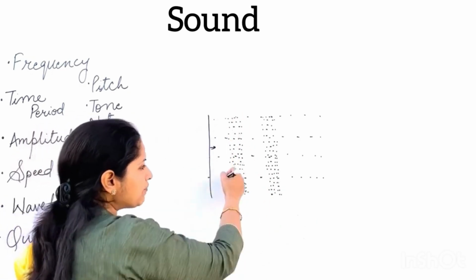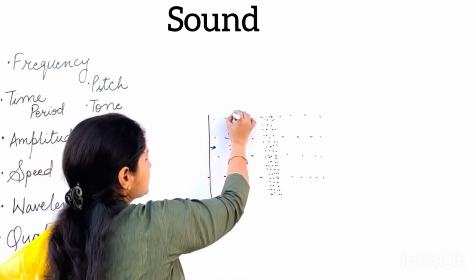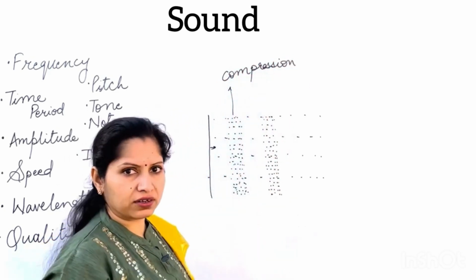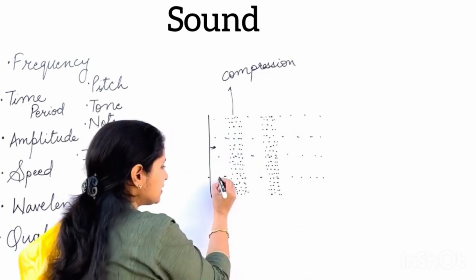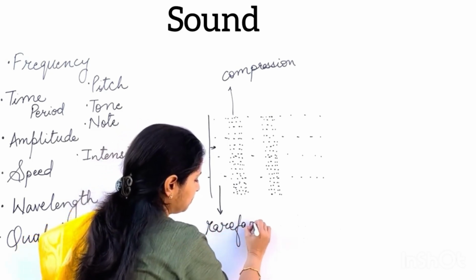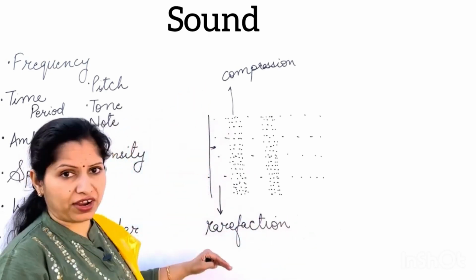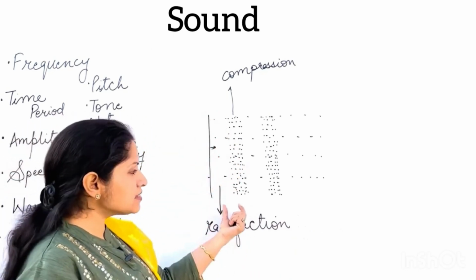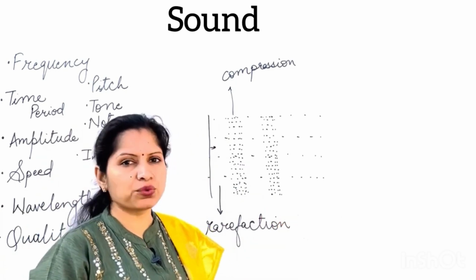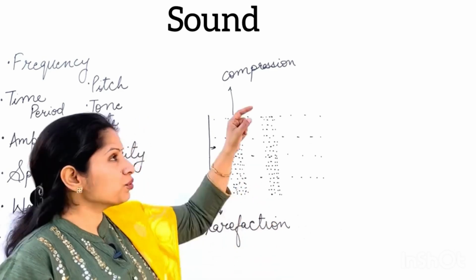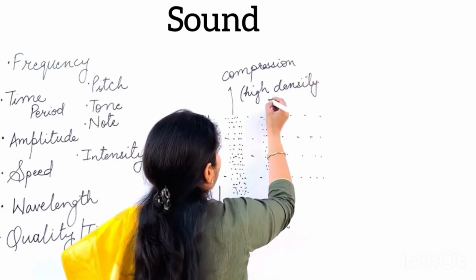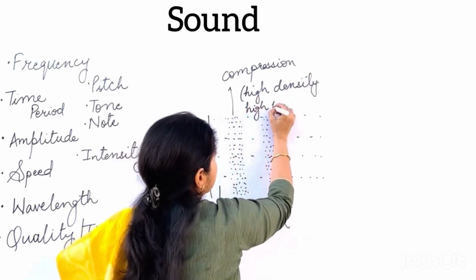Now the area which has more particles is known as the area of compression. And from where the particles have moved out, where the particles are fewer, this area is known as rarefaction. Compression and rarefaction. Since in the compression area the number of particles is more, the density of particles is more. And when the density is more, there is high pressure in this area. So in the area of compression, there will be high density as well as high pressure.